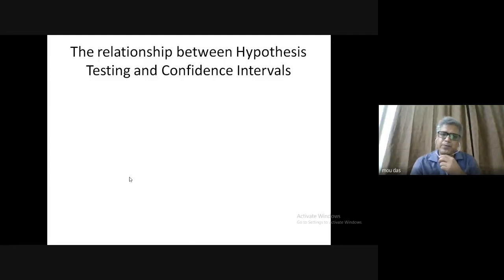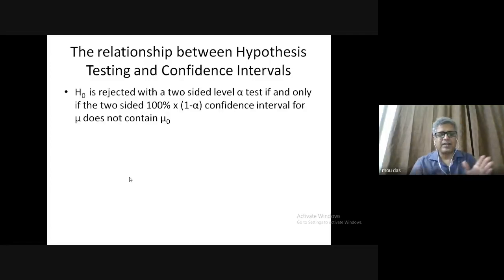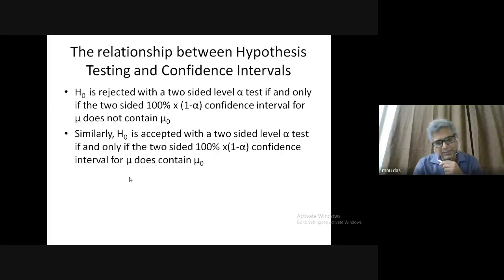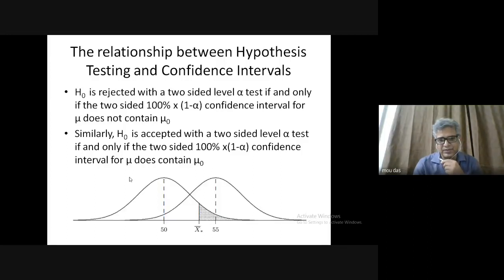What is the relation between hypothesis testing and confidence interval? H0 is rejected by the two-sided level alpha test if and only if the two-sided 100 times (1 minus alpha) percent confidence interval for the mean does not contain mu0. Similarly, H0 is accepted by the two-sided level alpha test if and only if the two-sided 100 times (1 minus alpha) percent confidence interval contains mu0. So this is depicted like this: if x is within the confidence interval, then we accept it. If it is beyond, we reject it.